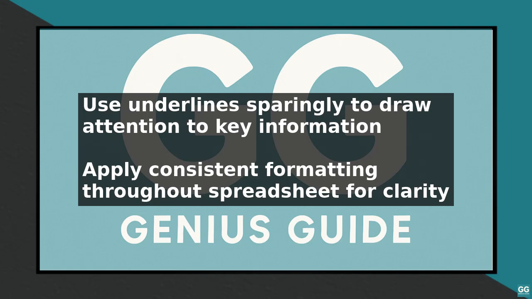Best practices for underlining in Google Sheets include using underlines sparingly to draw attention to important information, and using consistent formatting throughout your spreadsheet to make it easy to read and understand. By following these steps and tips, you can effectively use underlines in Google Sheets to enhance the clarity and readability of your spreadsheets.